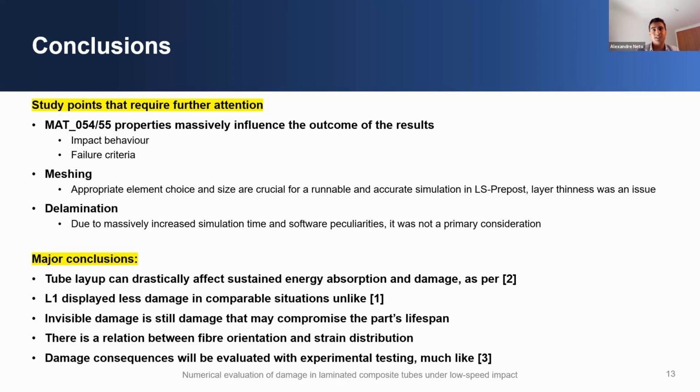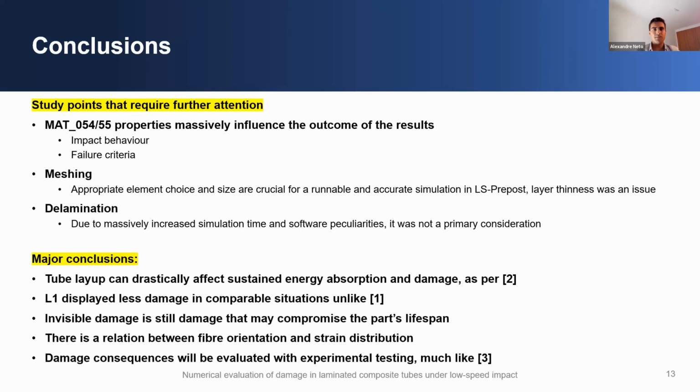Meshing posed a significant challenge, during which I discovered that the selection and sizing of elements are pivotal for achieving a reliable and reasonably accurate simulation. However, the limitation imposed by layer thinness remained a persistent obstacle. Also, the lamination was not a major consideration of this study, as it implied a lot more computational power, and the software was not really a friend when trying to achieve that with the cohesive elements.